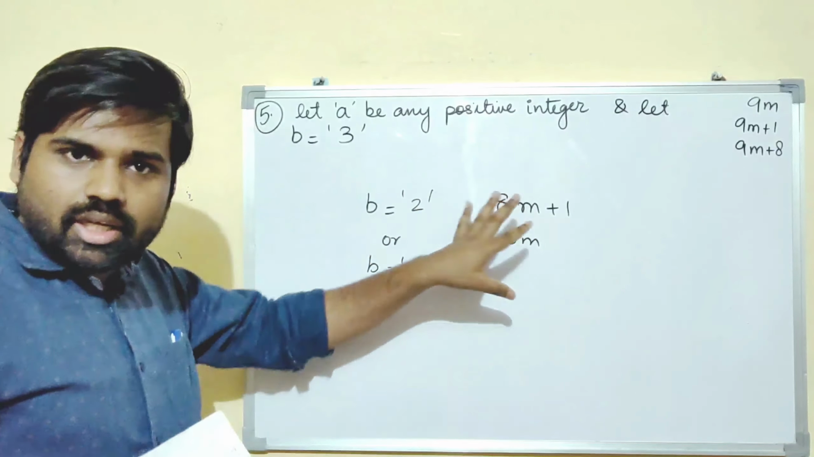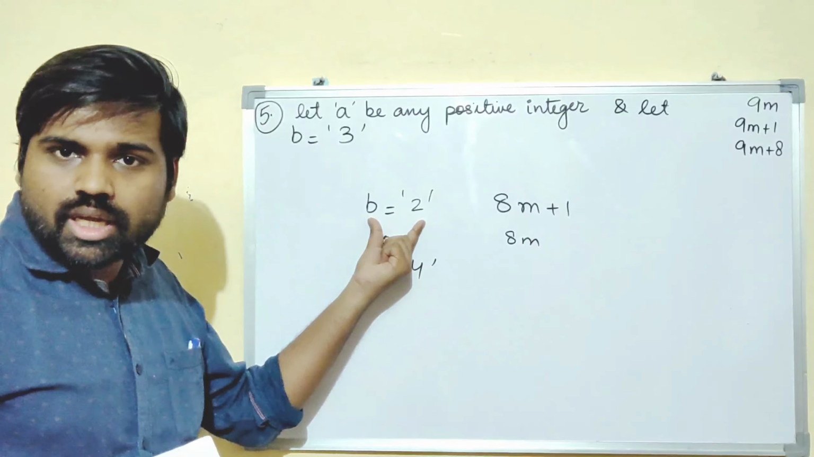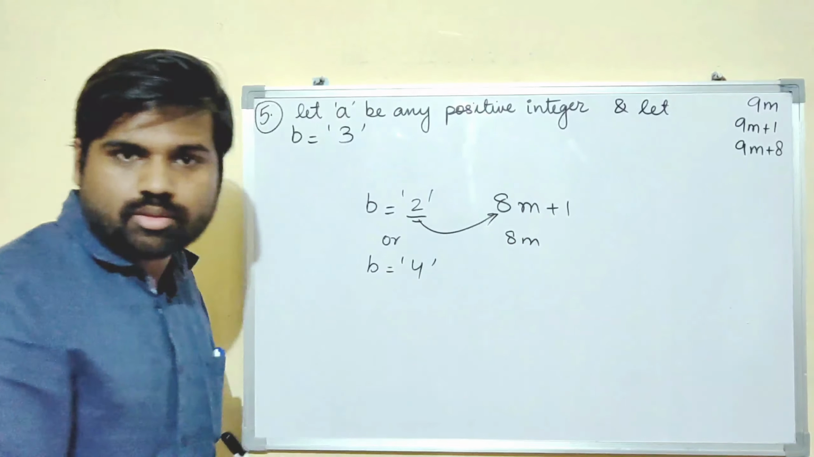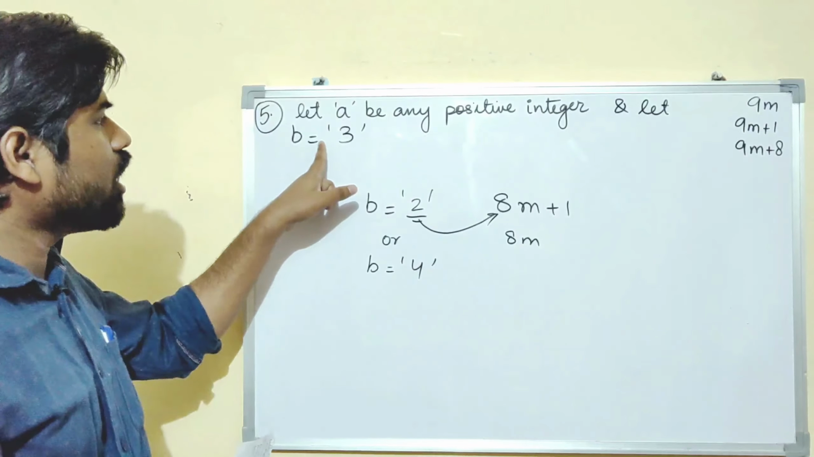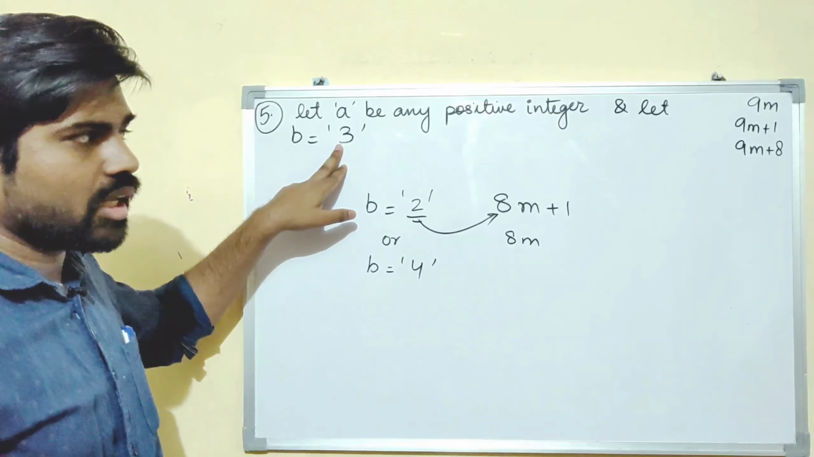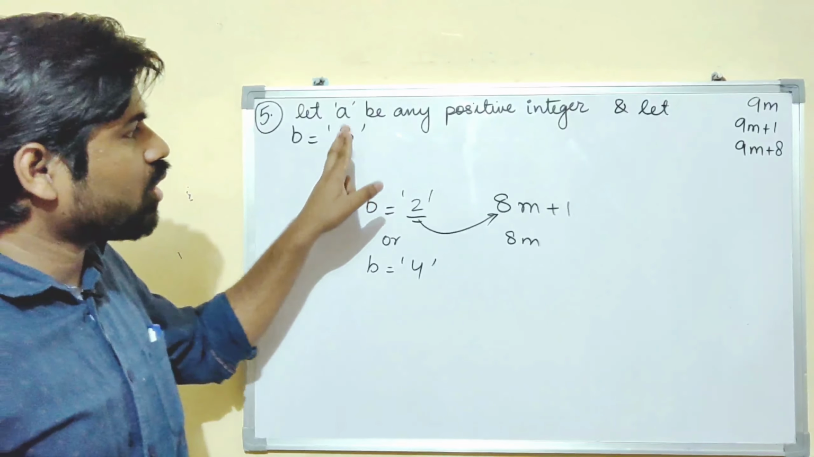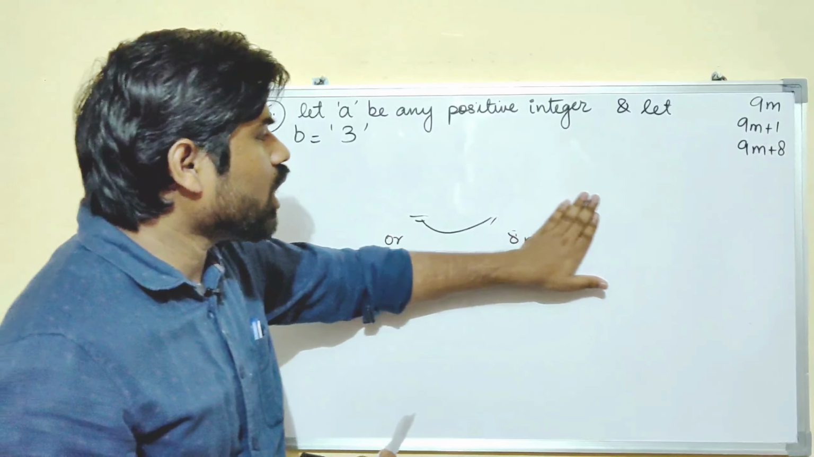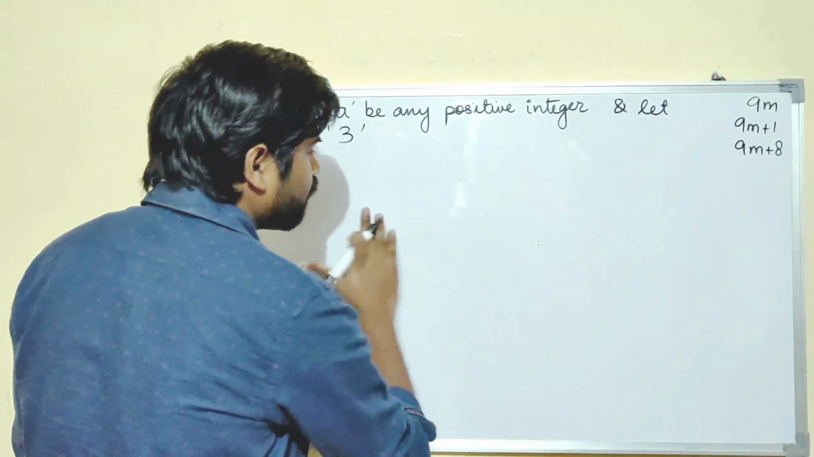You have understood the idea, no? How to assume the value of b? Take that number whose multiple is this, right? So in this case we have taken 3, because 9 is a multiple of 3. Now let us continue this question.